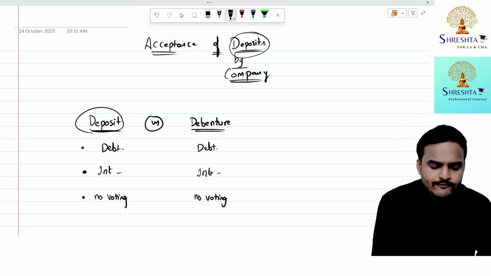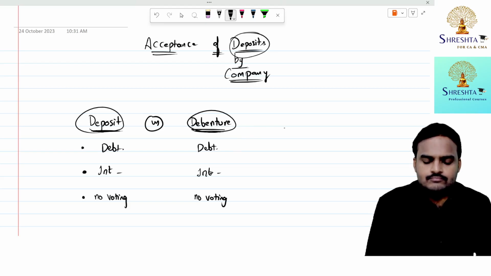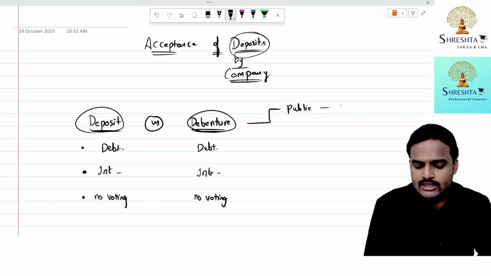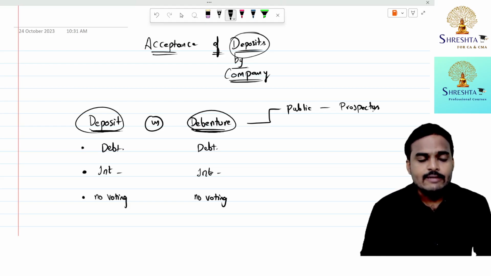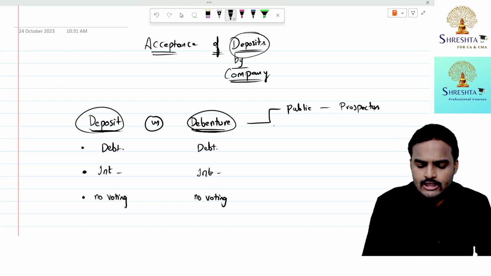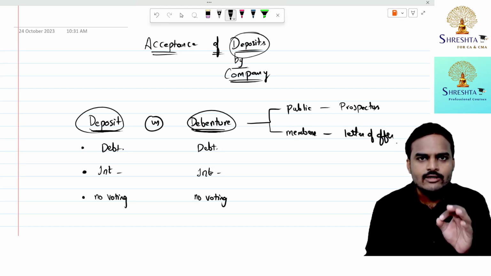Now coming to the differences. If a company wants to offer debentures to the public at large, then the company is required to prepare a document called a prospectus. Prospectus and allotment of securities rules will apply. If the company wants to offer debentures to its existing members, then it is required to prepare a letter of offer, and that letter of offer shall be given to all the members of the company.